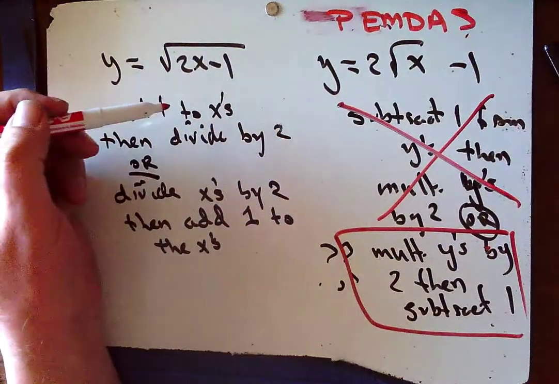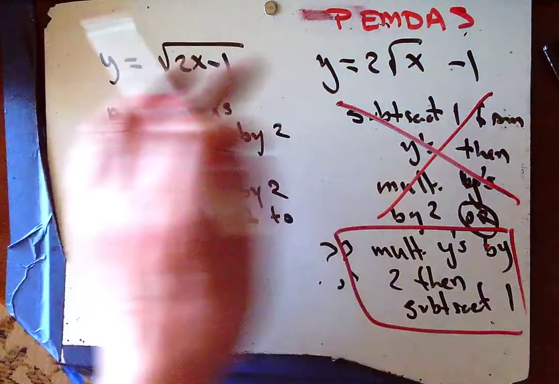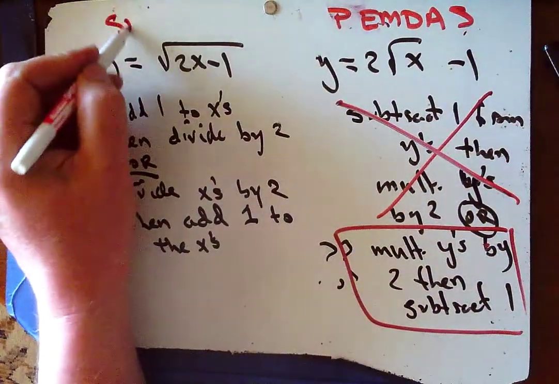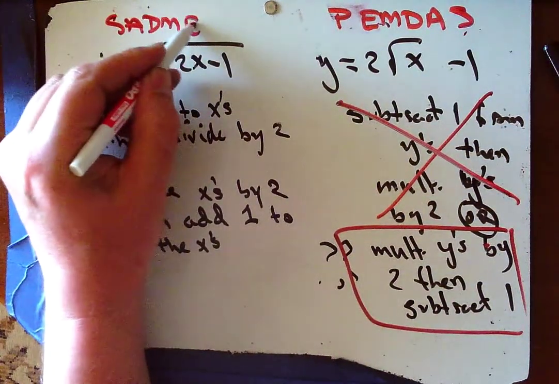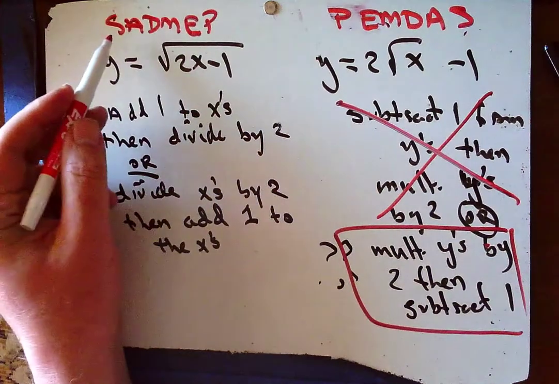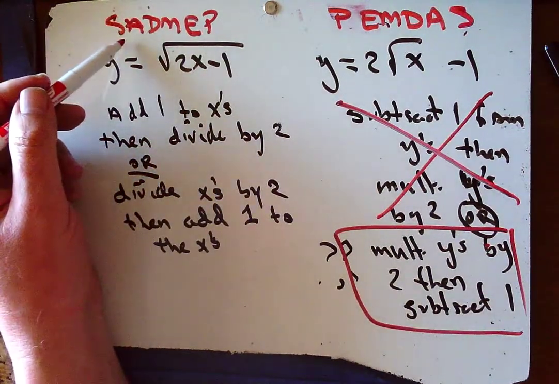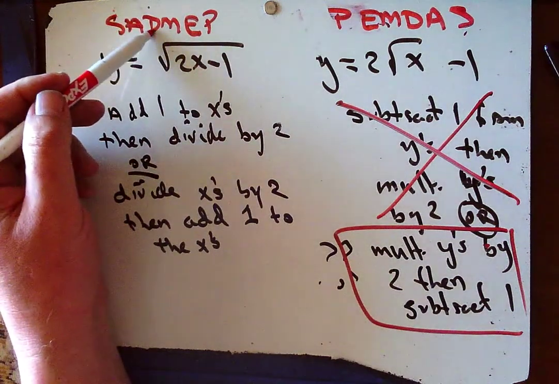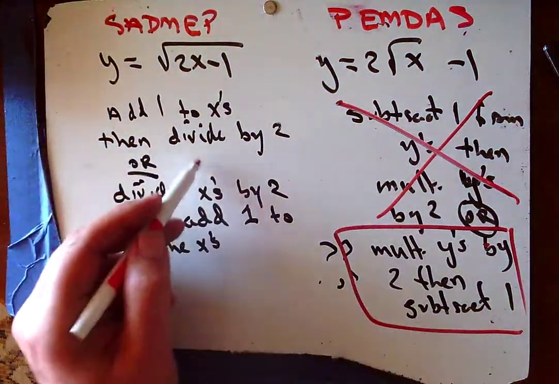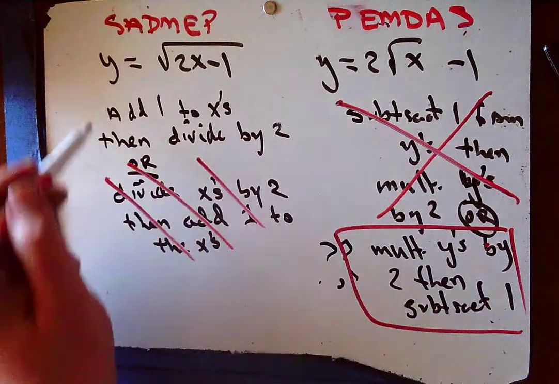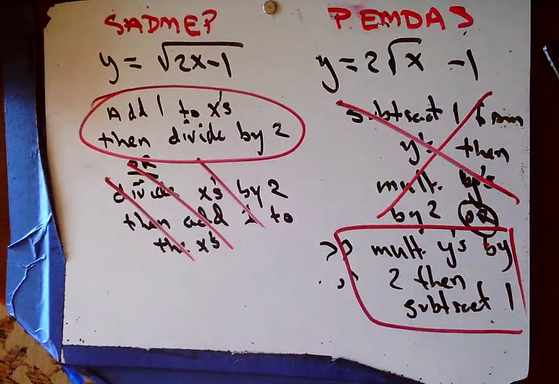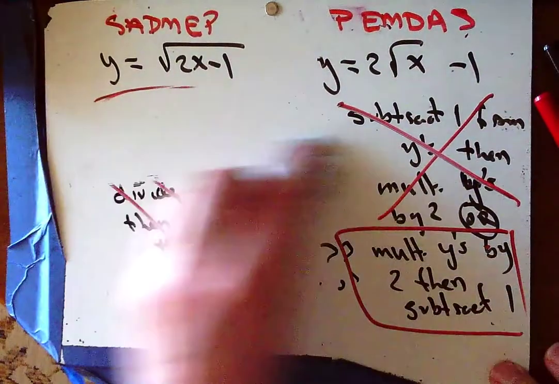But inside is opposite land. I don't follow PEMDAS, I follow SADMEP. So here I want to add 1 to all the x's, and then I want to divide the x's by 2. So not this one, but this one. Wow. So the order does matter. I do get two completely different graphs. So let's go through and try this.